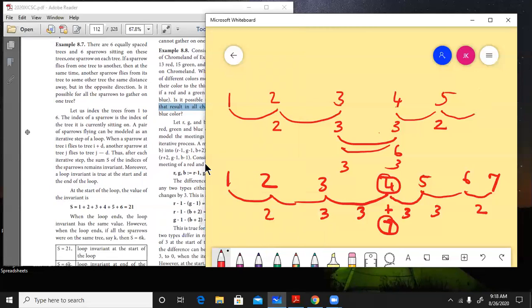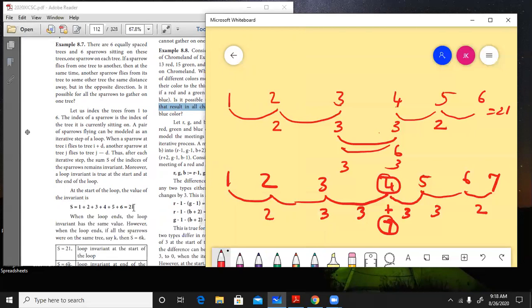Which is equal to, sorry children, which is equal to 21. Okay, the number given to the sparrow, the total sum, is equal to 21. When the loop ends, the invariant has the same value.